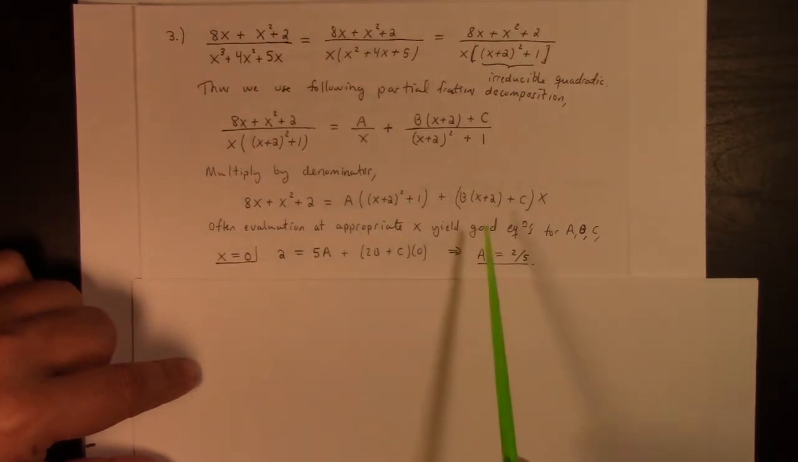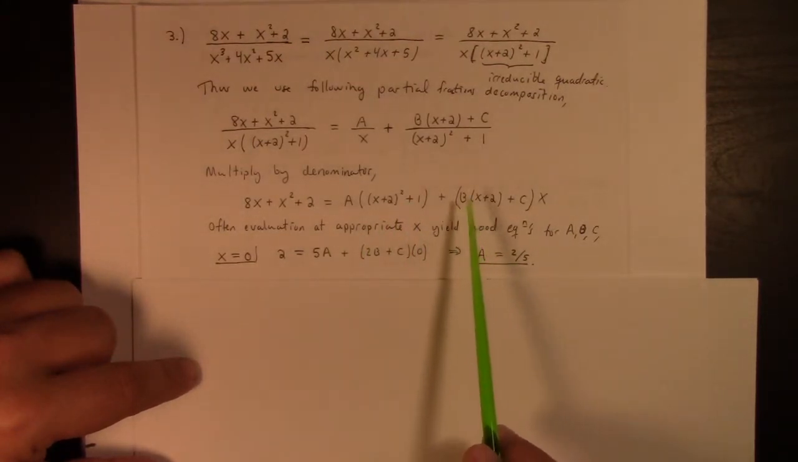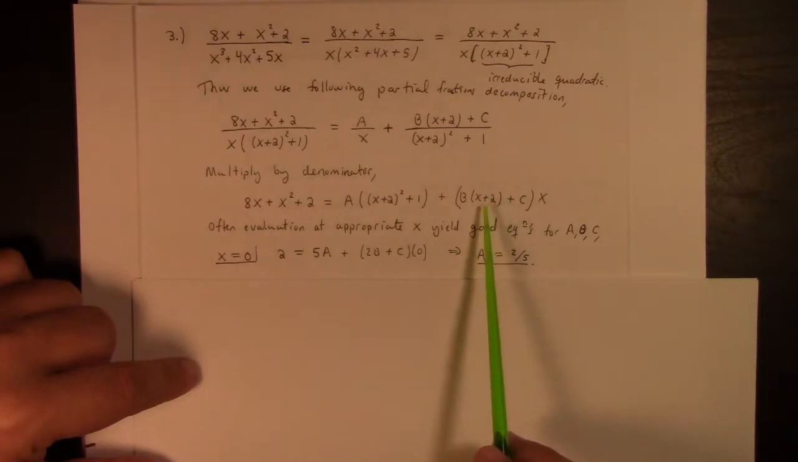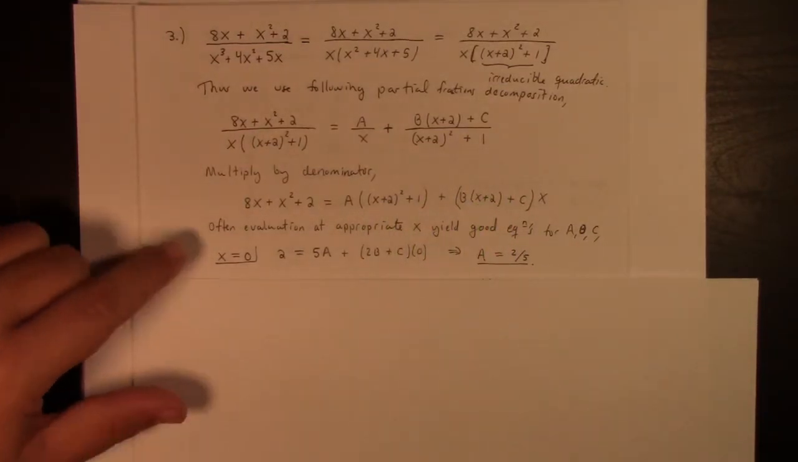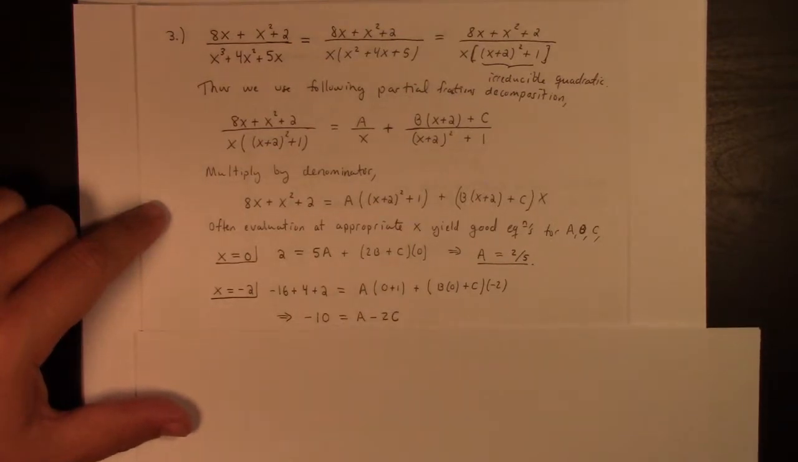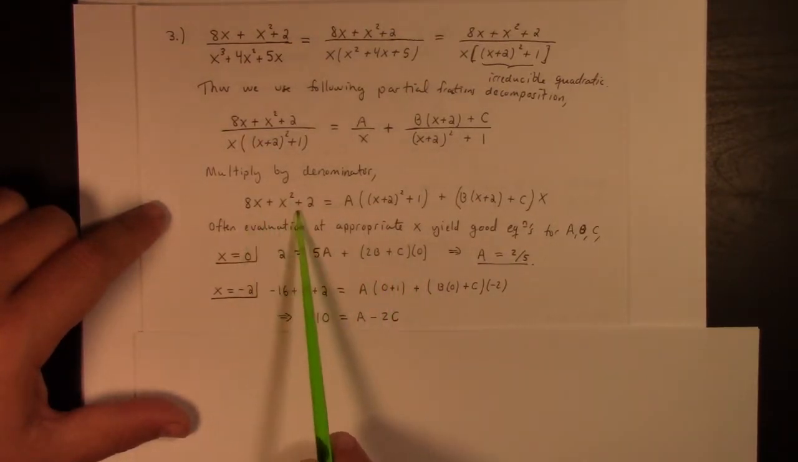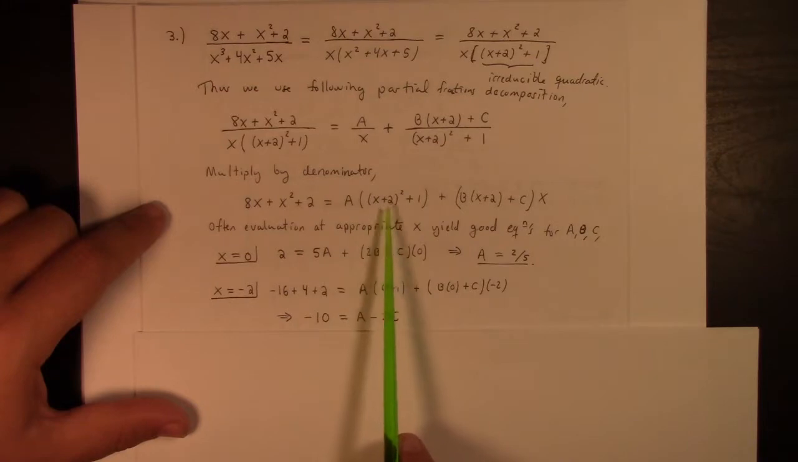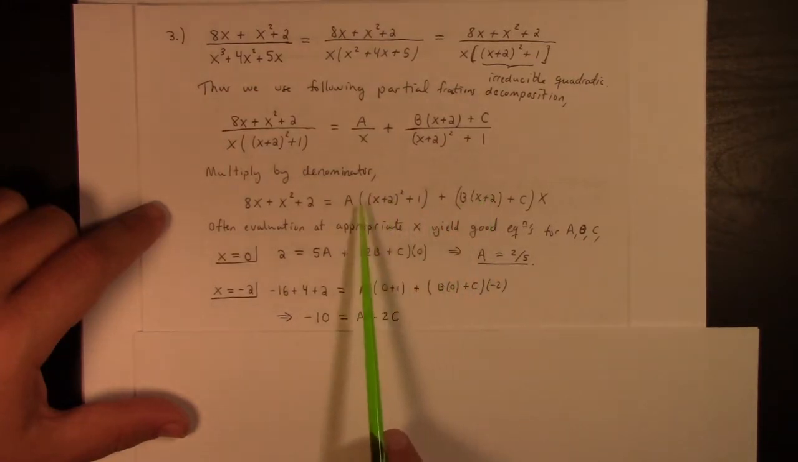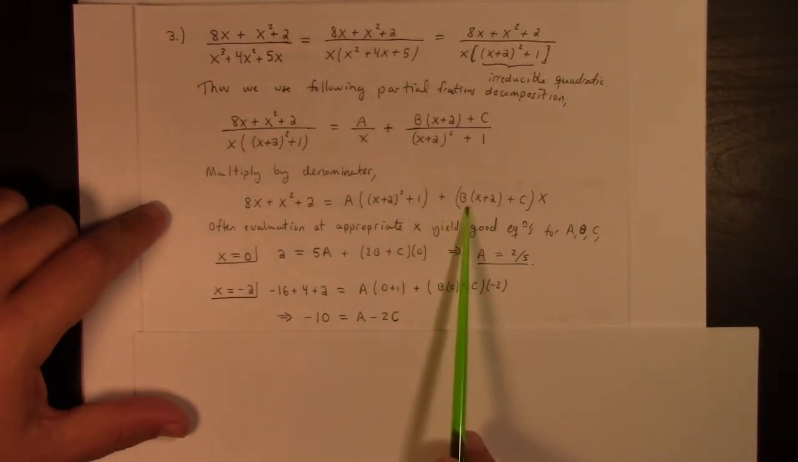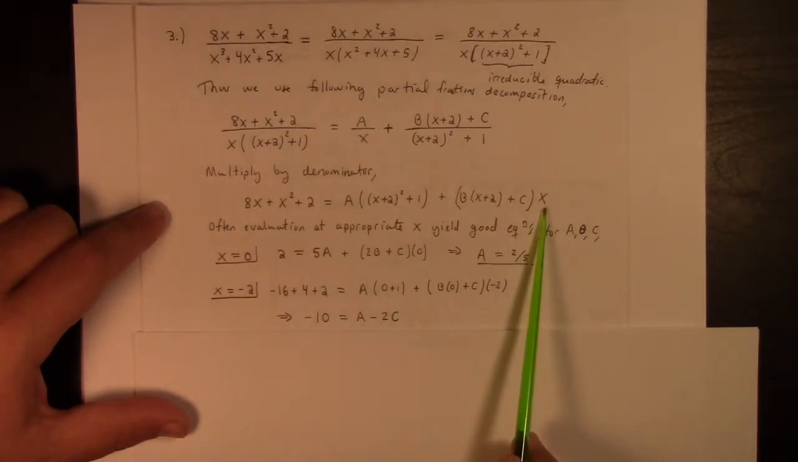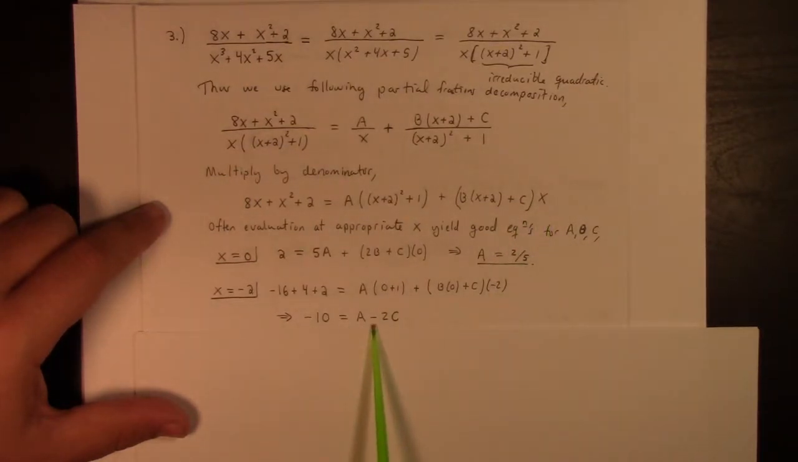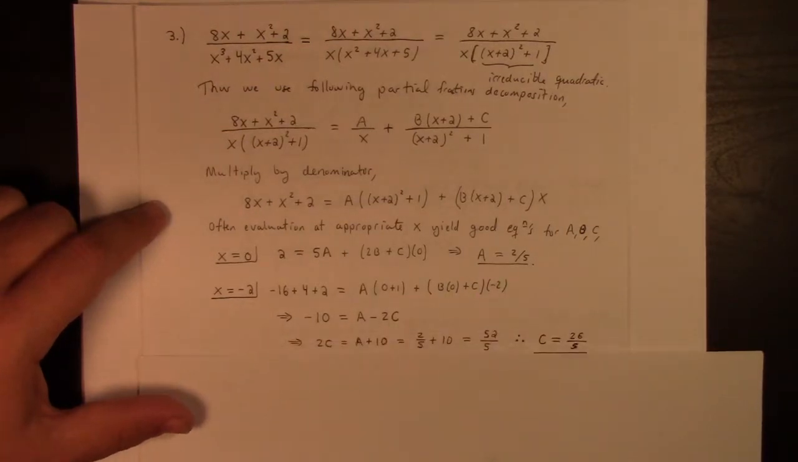So I get a is 2/5, great. And then the other, it's not a 0 technically, but if you plug in minus 2, that's kind of nice because it makes these guys go away. So plugging in x equals minus 2 is pretty nice. On the left-hand side, I get minus 10. On the right-hand side, that zeroes out, that zeroes out. I'm just left with a minus 2c, because x equals minus 2. And since I already know a, I can find c. So c is 26/5 as it happens.